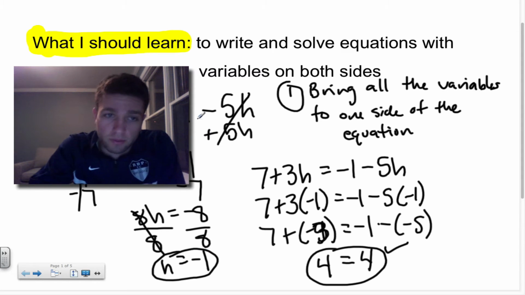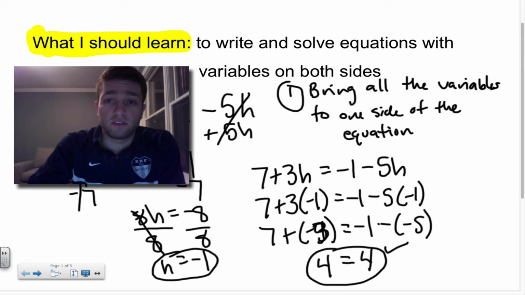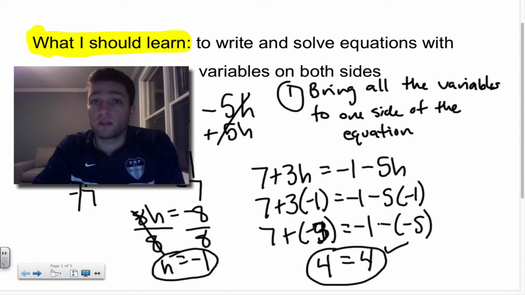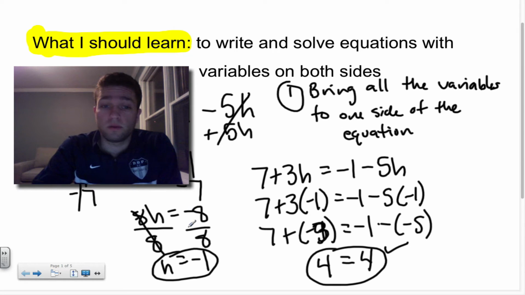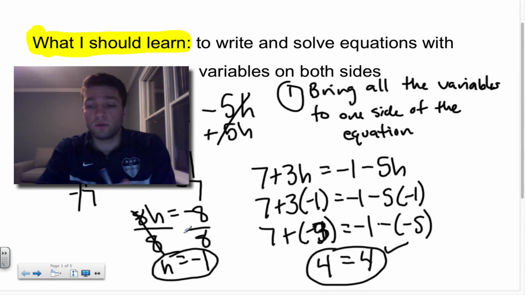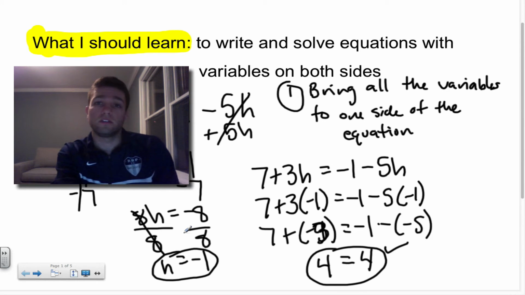Now just to recap real quick, you could have, for your first step, where it's bring all the variables to one side of the equation, you could have taken this 3h and subtracted it from both sides of the equation, and then solve your two-step equation just like that. It would look a little bit differently, but the ultimate answer, h equals negative 1, would be your result if you solve correctly. So you always have two options. It's your choice what you want to do. Just get in the habit of showing all your work, show the steps, and just be careful with your calculations.